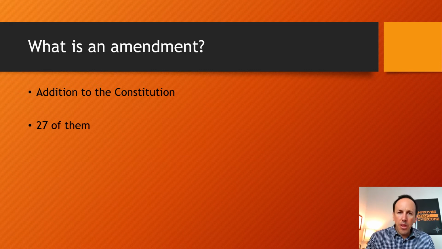How many amendments are there? 27. Listen, what are the first 10 amendments called? Bill of Rights. You should know the first 10 amendments of the Bill of Rights. You should probably know at least half of them, if not all of them. We can go through them real quick. Ready? All right, here we go. Bill of Rights, we're talking about them.